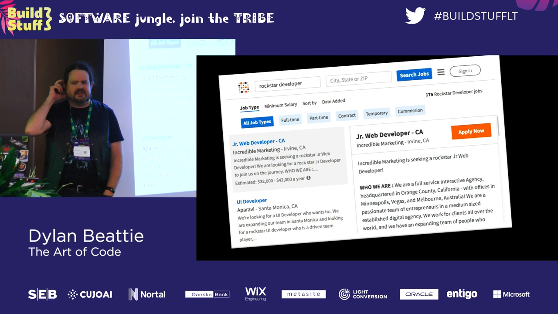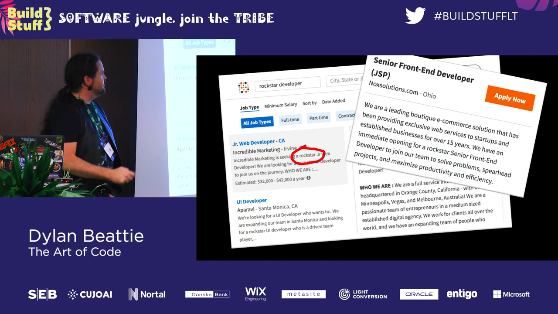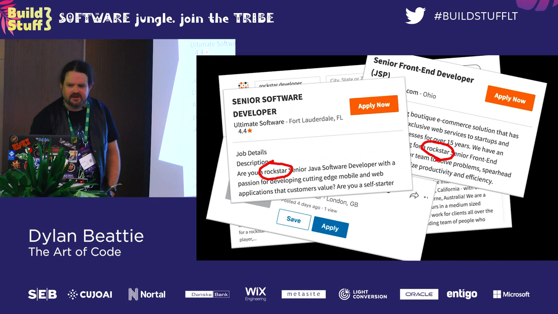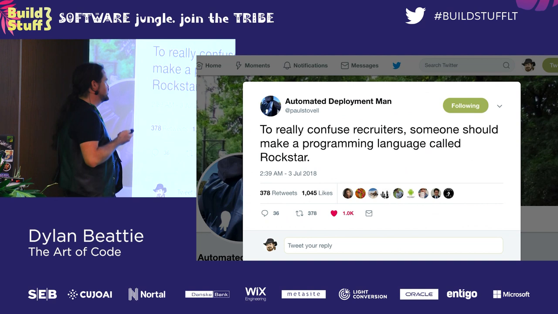You look at the ads on LinkedIn, and you'll see everyone is out there recruiting for rock stars. Rockstar to do this, rockstar to do that, rockstar to do that. And last year, Paul Stovell put this on Twitter. He said, to really confuse recruiters, someone should make a programming language called Rockstar.